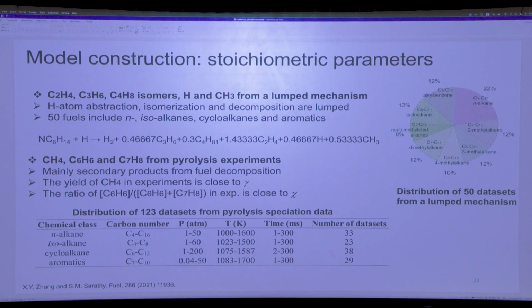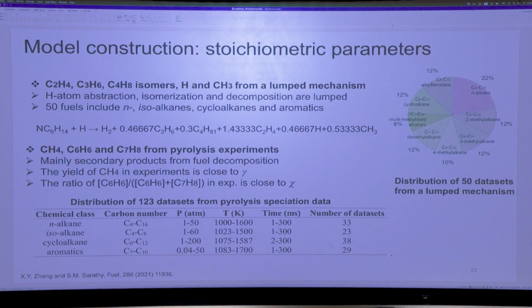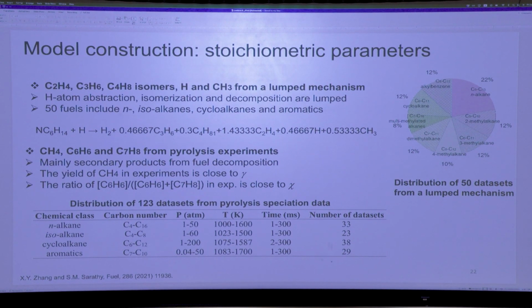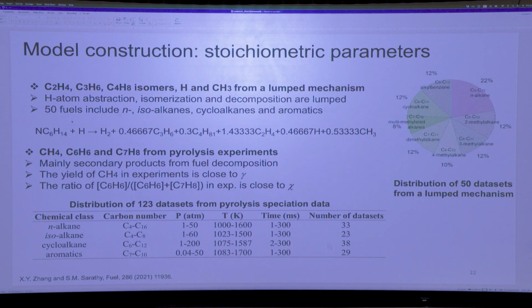The ethylene, C2H4, the propene, the butene, isomers, isobutene, N-butene, the H radical, and the methyl radical. This is all part of the first reaction equation, or the lumped reaction equation. In order to build this, Professor Haiwang and his colleagues do an experiment.